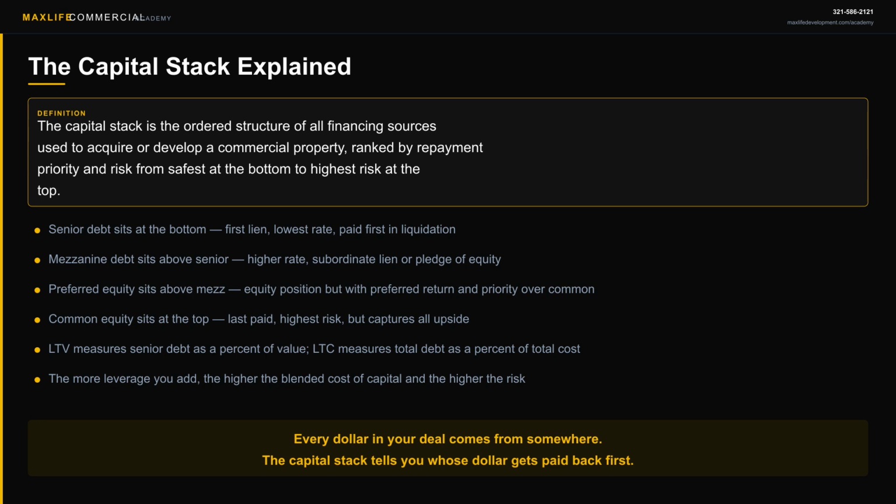Two metrics tie this together. LTV, loan to value, measures senior debt as a percent of the property's value, while LTC, loan to cost, measures total debt against total project cost. Here's the principle I want you to remember. The more leverage you stack on, the higher your blended cost of capital and the higher your overall risk. As I tell investors here in Central Florida, every dollar in your deal comes from somewhere, and the capital stack tells you exactly whose dollar gets paid back first. Get this framework right, and the rest of the course will click into place.